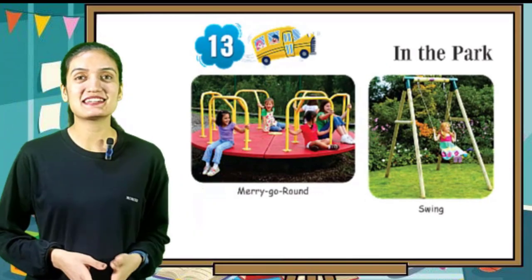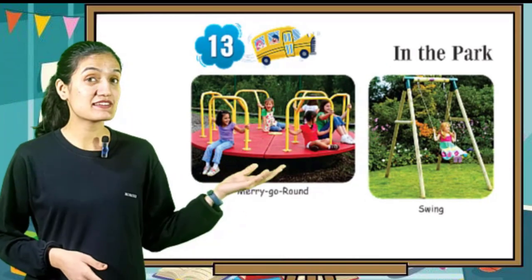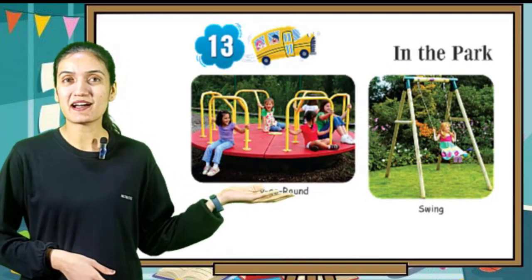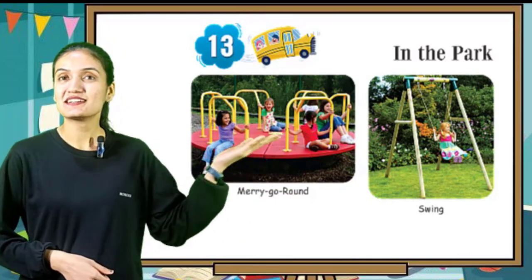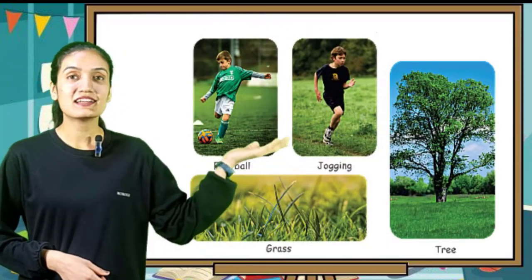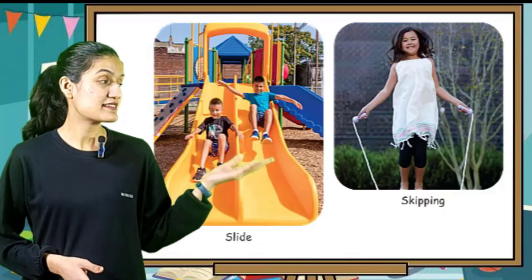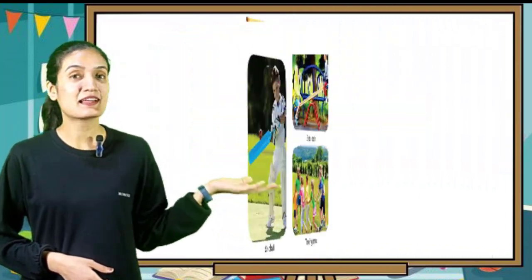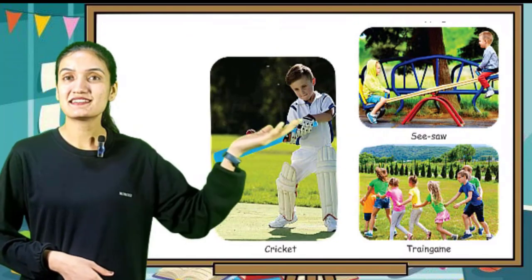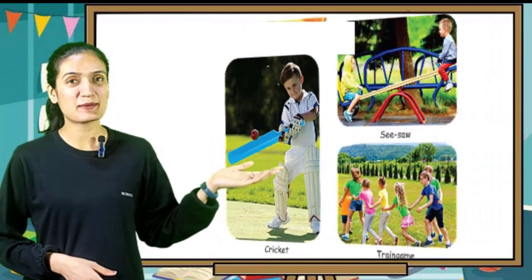Now, chapter number 13, in the park. You can see some pictures of park: merry-go-round, swing, football, jogging, trees, grass, slide, skipping, cricket, seesaw, train game.